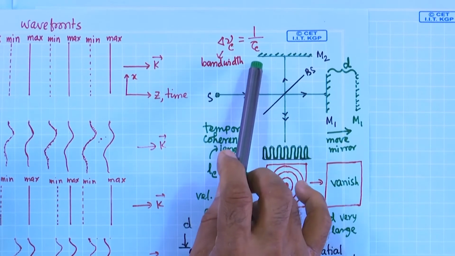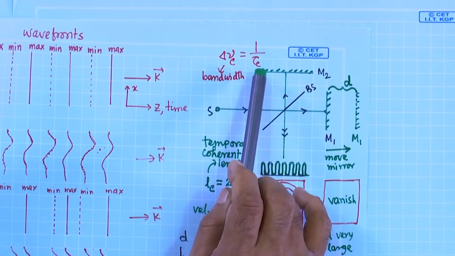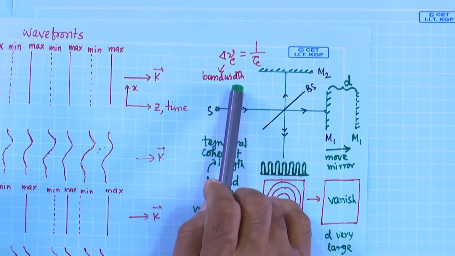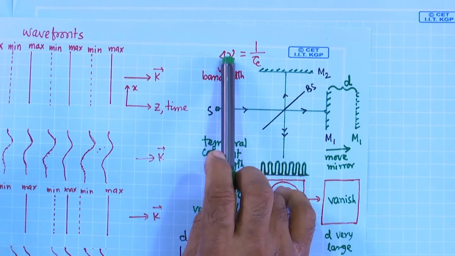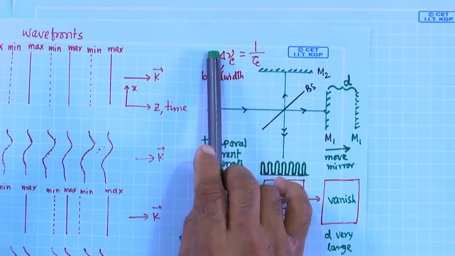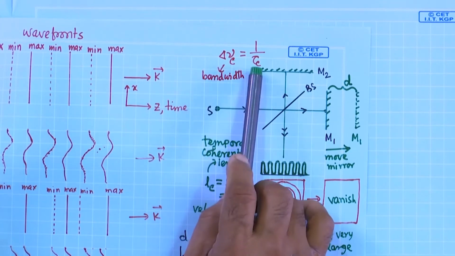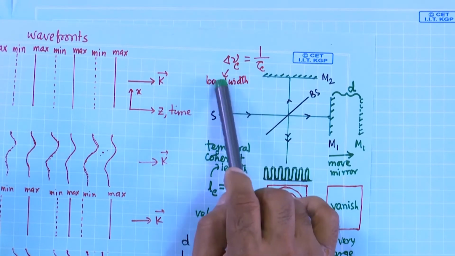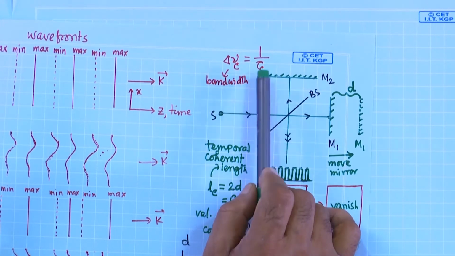So this coherent time depends on the bandwidth of this light. It is inversely proportional. So the coherent time will be infinity if this delta nu is 0. If there is no bandwidth, then all the time it will be coherent, so the time is infinity. If this value is higher, then the coherent time will be lower.